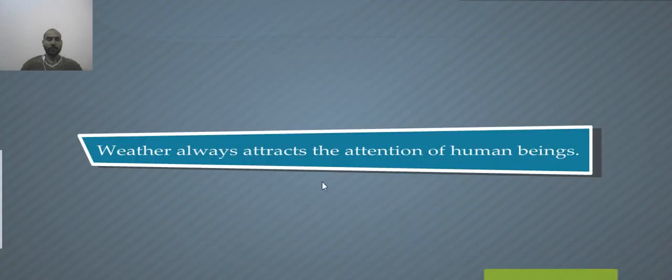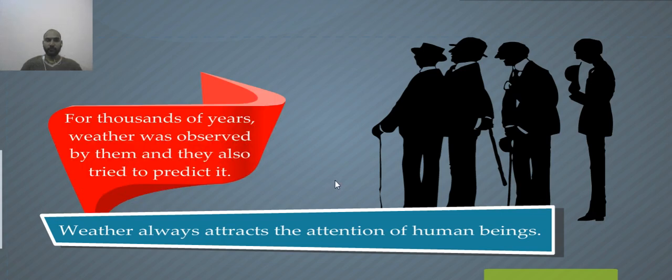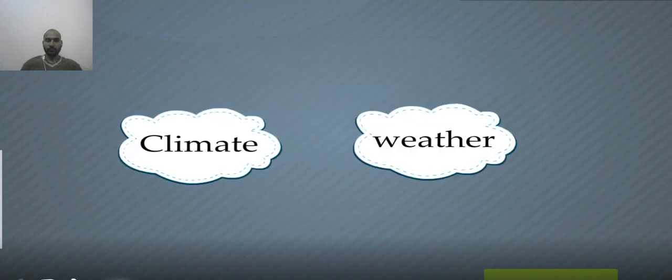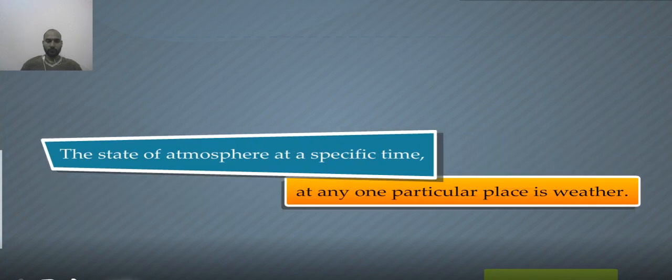Weather always attracts the attention of human beings. For thousands of years, weather was observed by them and they also tried to predict it. But their knowledge about the weather was not systematic at all. Climate and weather are two different terms. They cannot be interchanged.